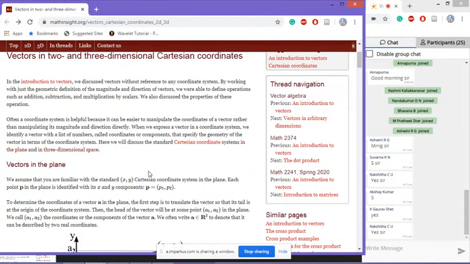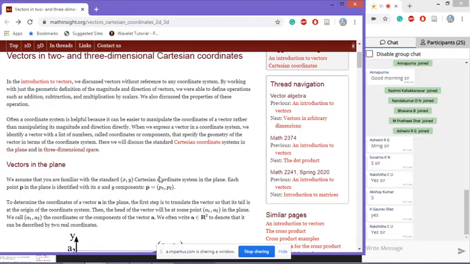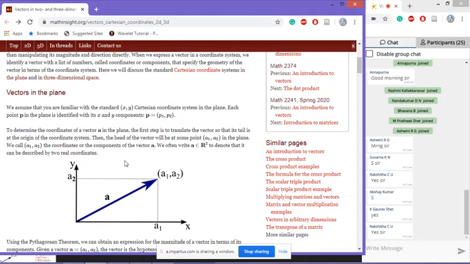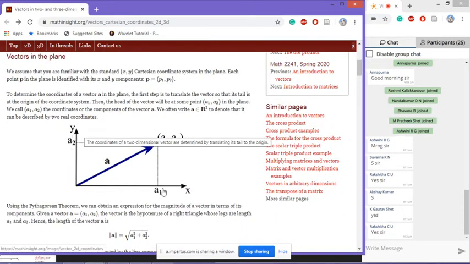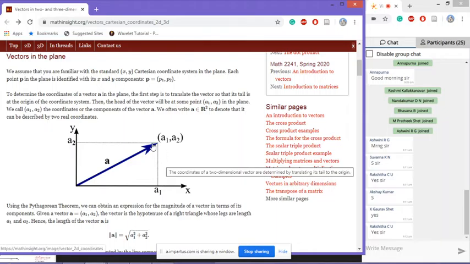Here, in one of the sites we have just visited, it defines the introduction to vectors and their planes and the 3-dimensional space. So what you're looking at in this diagram is the 2-dimensional space. It's a 2-dimensional plane represented by vectors, say a1 and a2. A1 and a2 are the components of the vector, so they represent the coordinates of vector A. So it defines one particular point.